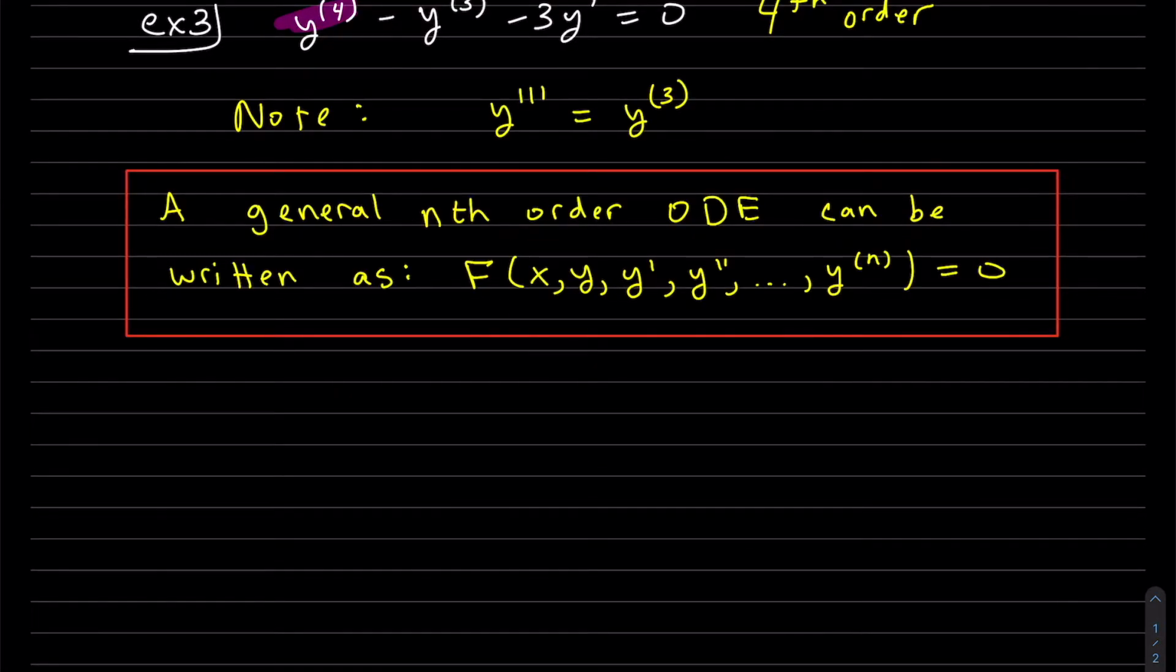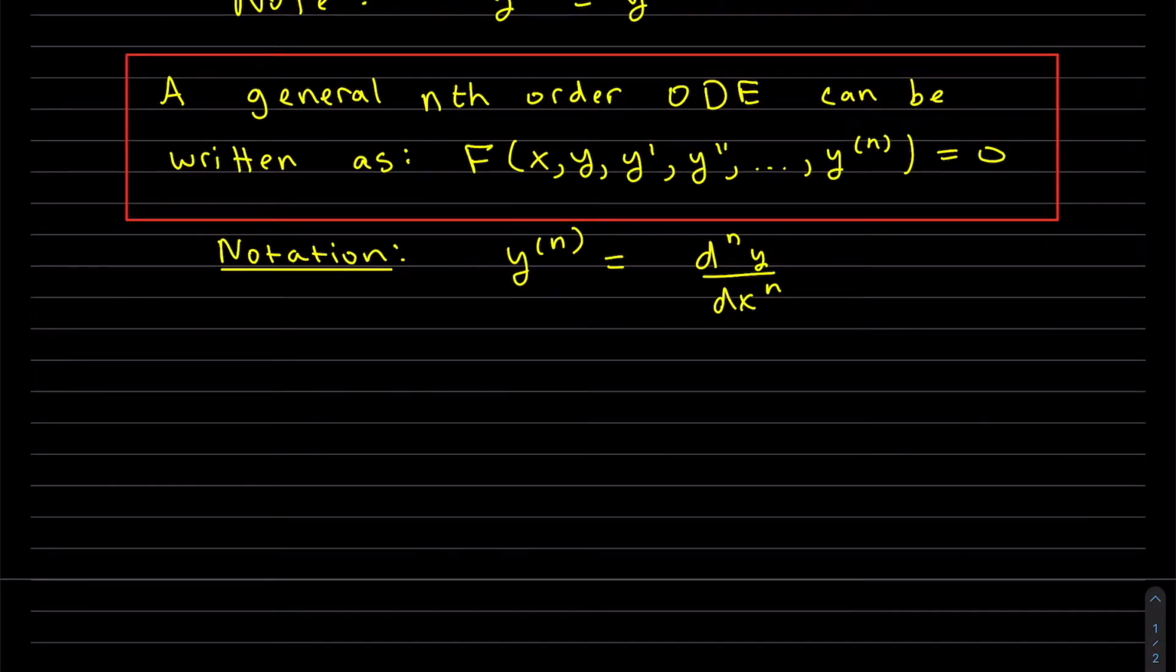So, a general nth order ordinary differential equation can be written as a function in terms of x, y, y prime, all the way up to the nth derivative, which is equal to 0. So here's our notation for the nth derivative.